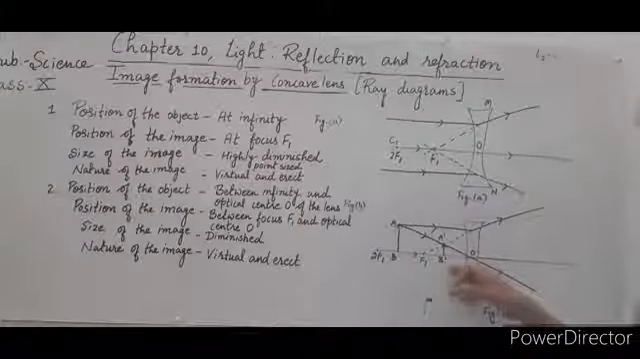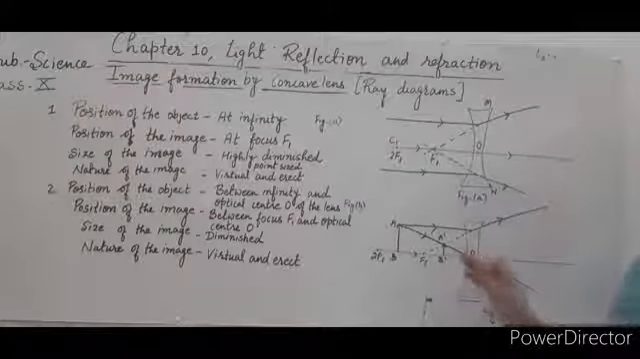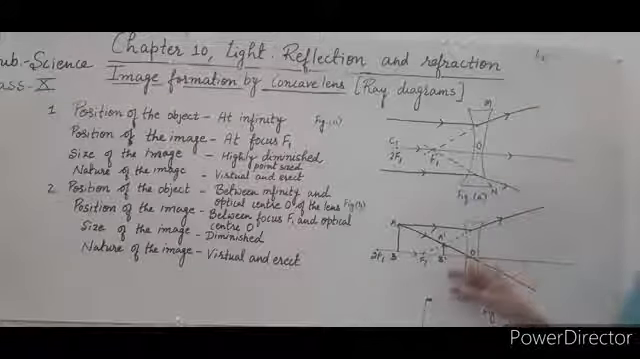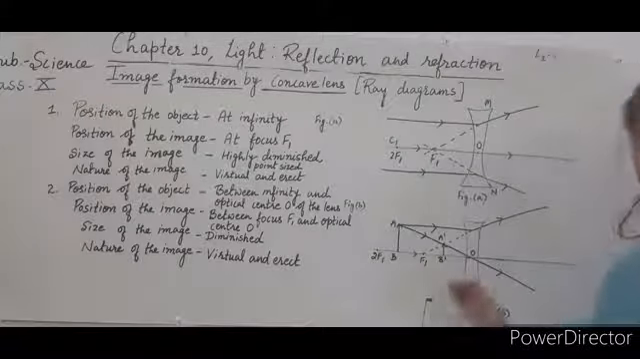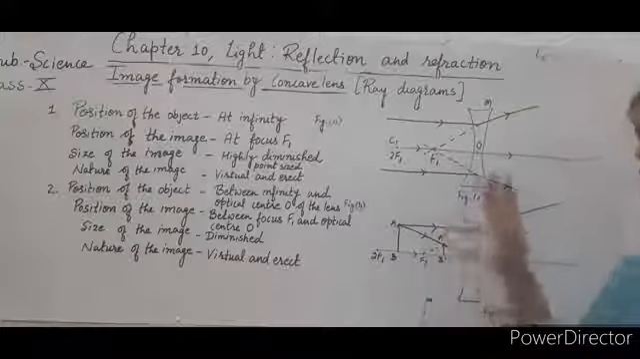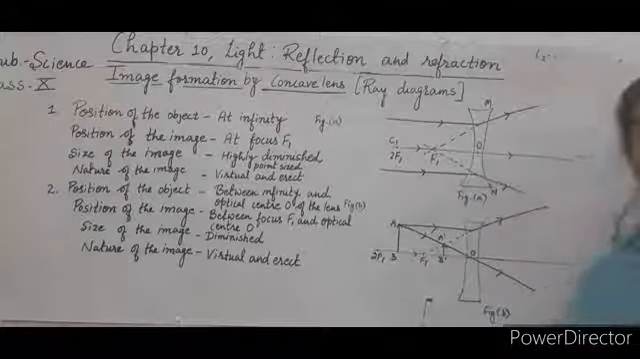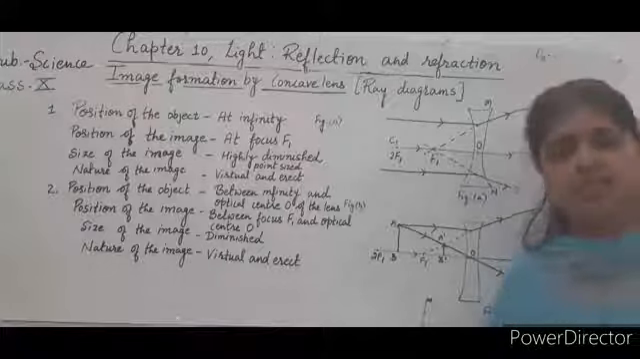The nature of the image: it is virtual and erect. It is formed above the principal axis, so an erect image is formed. It cannot be taken on a screen, so it is a virtual image. So virtual and erect image is formed in this case. So in this way, students, you can easily make ray diagrams for concave lenses, and by knowing the rules, you can easily make the ray diagram for spherical lenses.